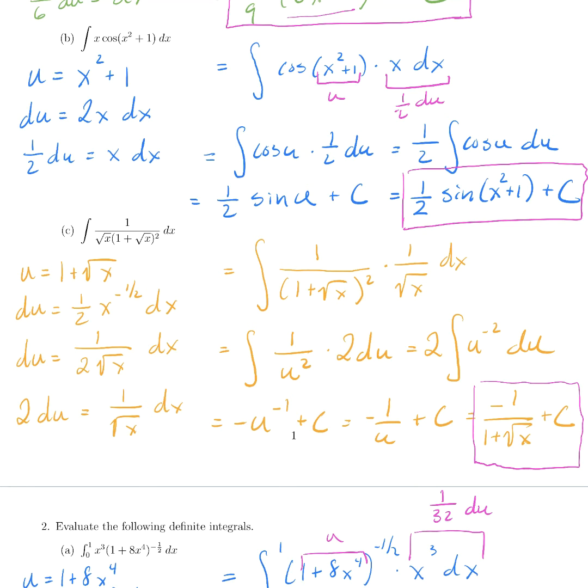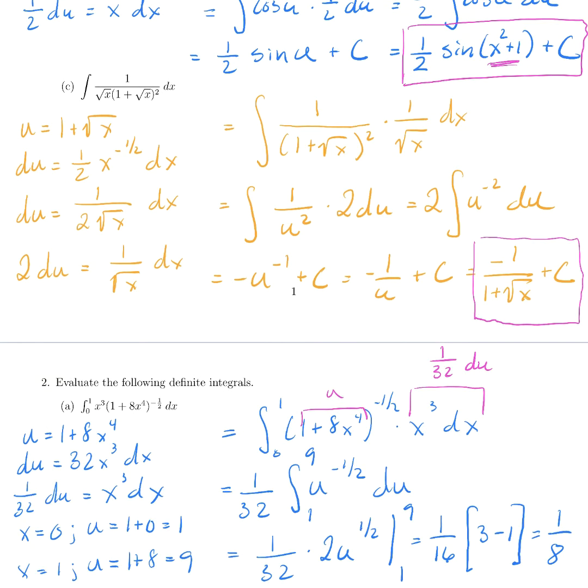So since du is 2x dx, we'll multiply by 1/2. And so we get cosine of u times 1/2 du. The 1/2 can come out in front of the integral. The antiderivative of cosine is sine of u. But then again, we finish by going back to the variable x.